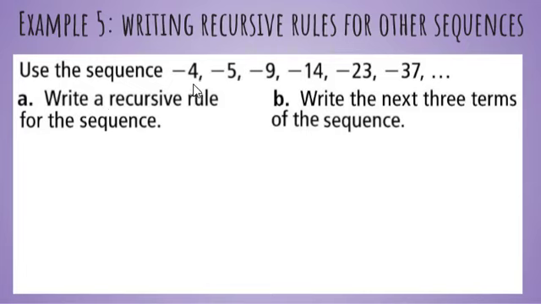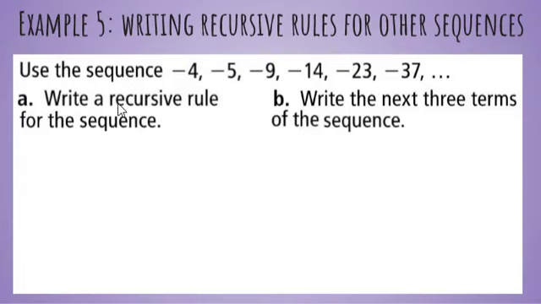So if you look at the sequence, the pattern here is adding the previous two numbers. -4 plus -5 gives you -9. -5 plus -9 gives you -14. -9 plus -14 gives you -23. And then finally, -14 plus -23 gives us -37.